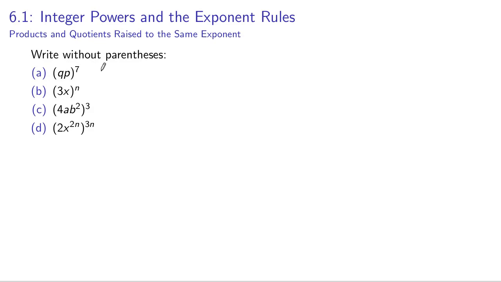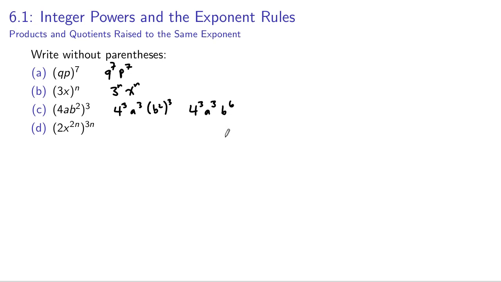So write the following expressions without parentheses. That means apply the rule we just were talking about. We'd have q to the 7th, p to the 7th. Next, 3 to the n, x to the n, which is kind of using the rule backwards, but it's still good practice. Here we have 3 things, so we can cube each of them: 4 cubed, a cubed, and b squared cubed. Now applying the rule about power to a power, we would have 4 cubed, a cubed, b to the 6th, because we multiply 2 and 3.